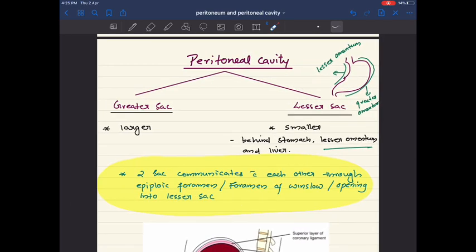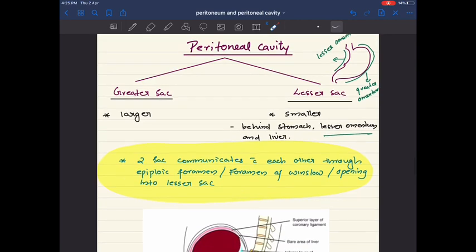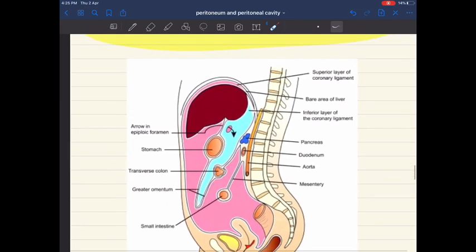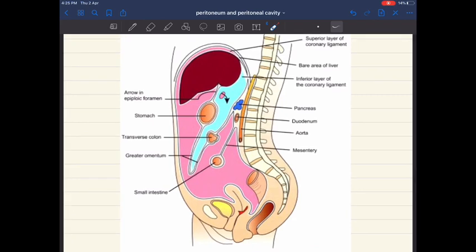Okay, so now we know that the peritoneal cavity is divided into two, which is lesser sac and greater sac. So there is a communication between this lesser sac and greater sac. See, communicates each other through epiploic foramen. So epiploic foramen is just an opening that connects lesser sac and greater sac. Okay, I'll show you this example. So this is our abdominal cavity. This is liver, stomach, colon, small intestine. Okay, this is duodenum as we mentioned.